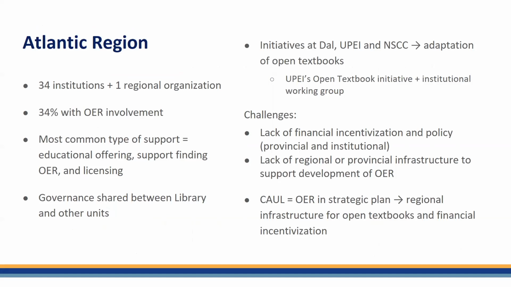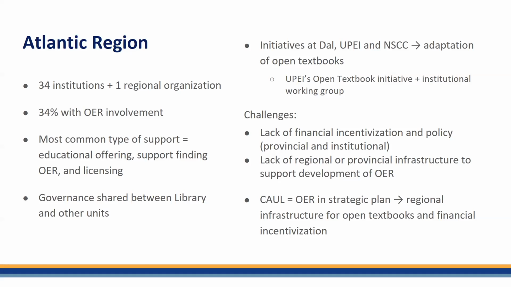So in Atlantic Canada, there were a total of 34 institutions that were considered and 1 regional organization. In this case, it's the Council of Atlantic University Libraries. Most of the institutions are small to mid-range and usually undergraduate institutions. So from these 34 institutions, 34% of them, so 12 institutions, have some kind of OER involvement.